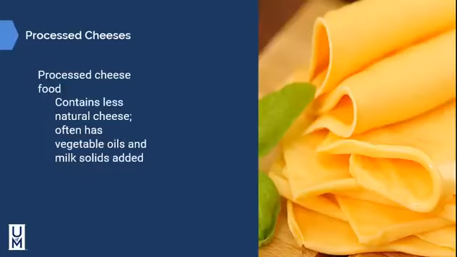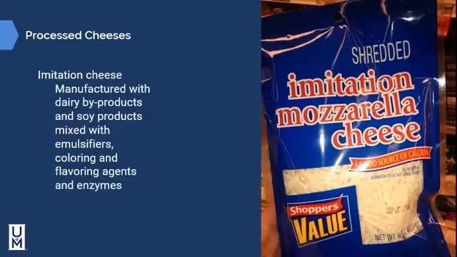Processed cheese food contains less natural cheese and often has vegetable oils and milk solids added to it. Imitation cheese is manufactured with dairy byproducts and soy products, mixed with emulsifiers, colorings, and flavoring agents and enzymes.